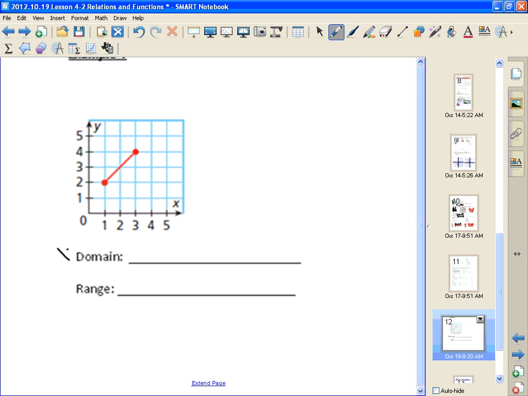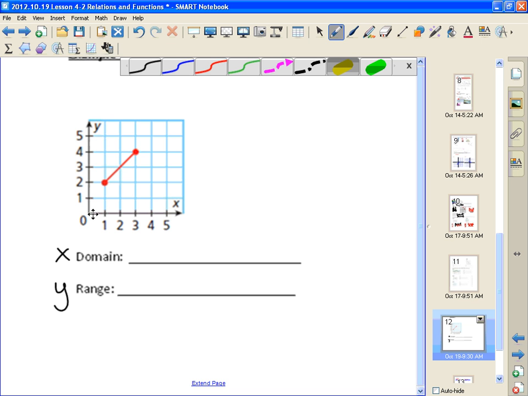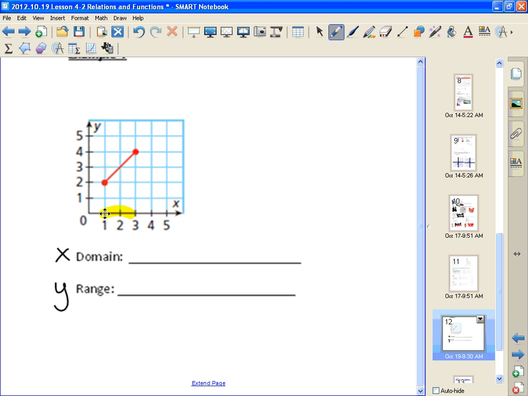Now, domain still represents x, and range still represents y. But what you've got to do is look at the x and y values that have the line on them, okay? So for my x values, remember this is my x-axis. The line starts on the x-axis at the value 1 and goes all the way across to the x value of 3. Do y'all see how I came up with that? Starts at 1 and goes across to 3. Okay, so all of our x values are between 1 and 3, right?